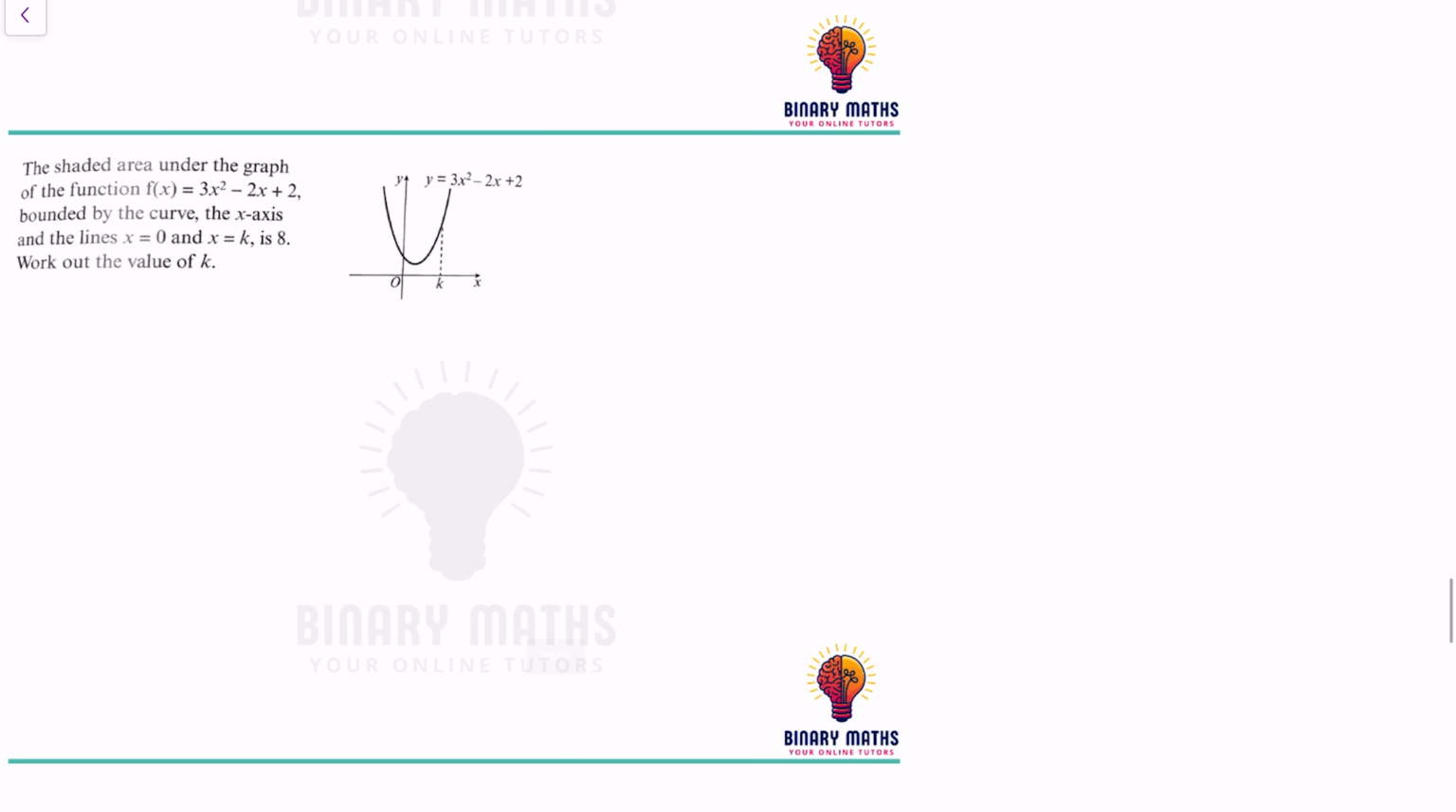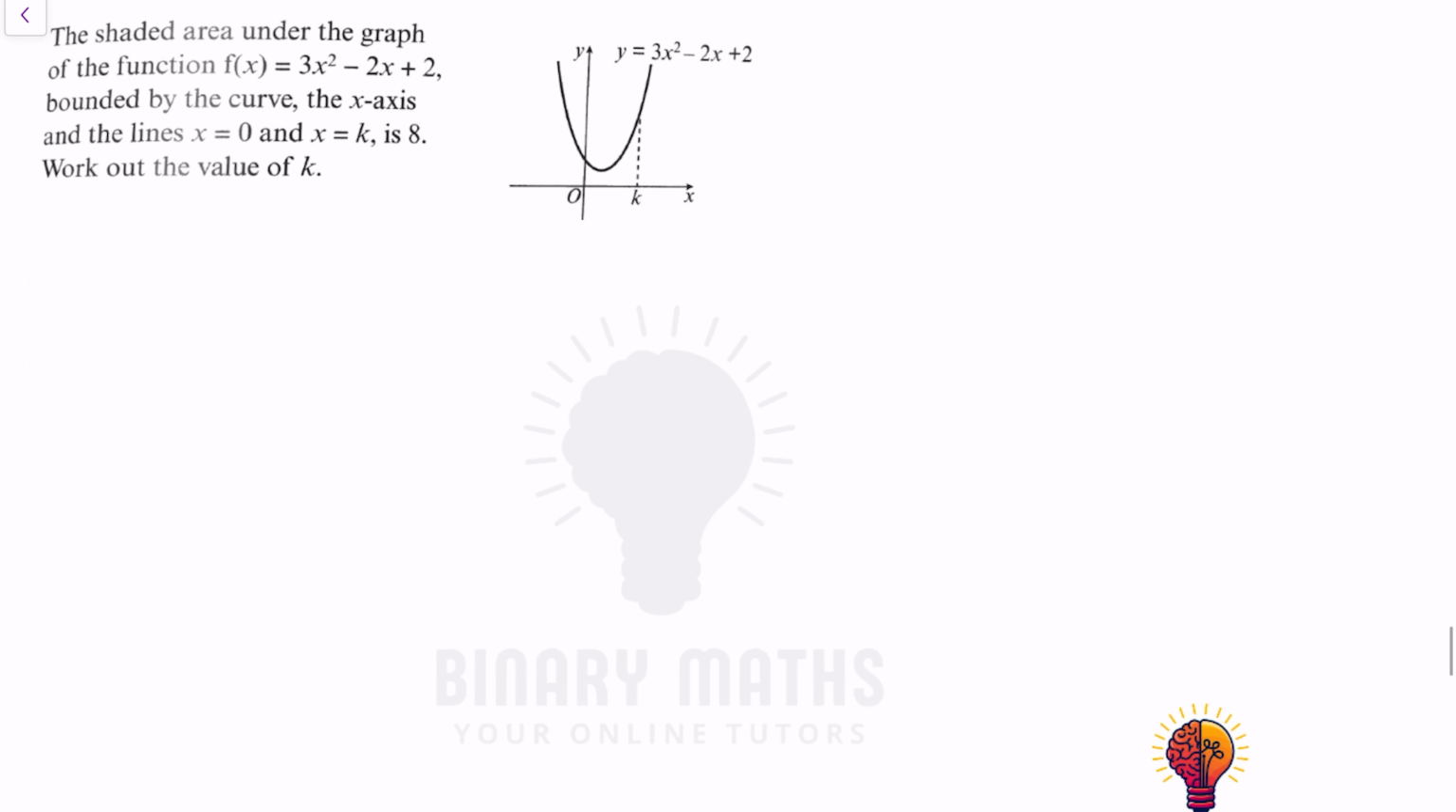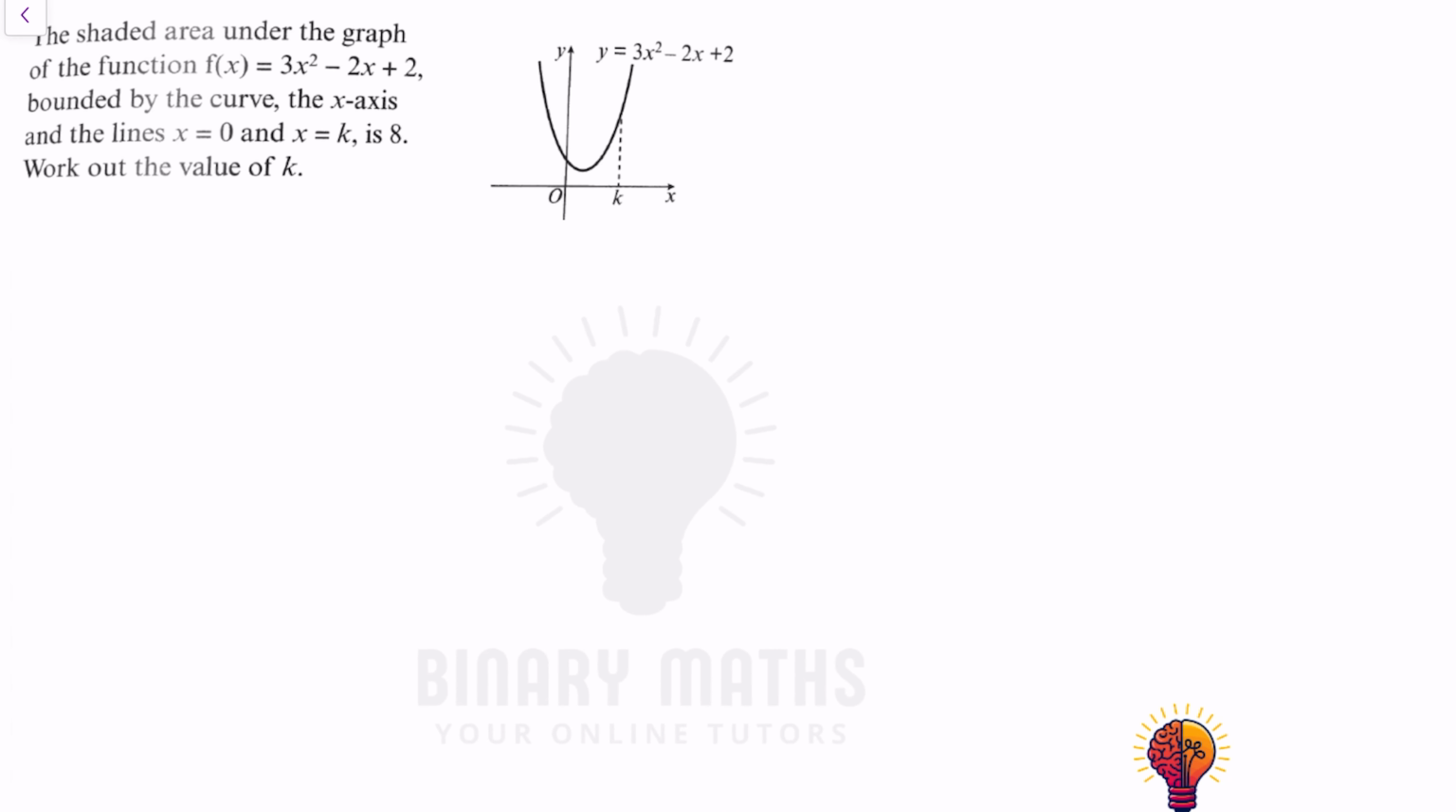Okay, last question I'm going to go to. The shaded area under the curve of the function f of x equals 3x squared minus 2x plus 2, bounded by the curve, the x-axis, x equals 0 and x equals k, is equal to 8. Work out the value of k.